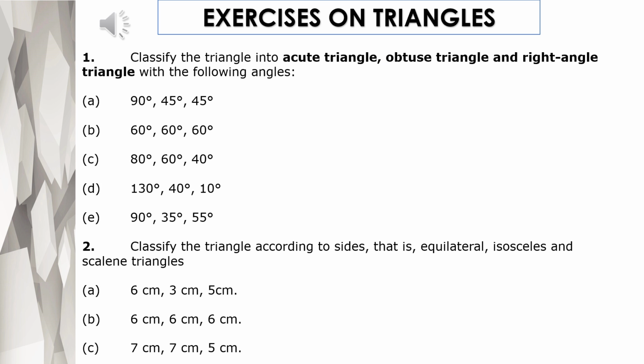Now let's have a recap of what we have learnt. Okay? I have a few exercises made for you. Now the first one is you have to classify the triangle into acute triangle, obtuse triangle and right angle triangle to these 5 examples that I have put down for you. And in the second one, you have to classify the triangle according to its sides, that is equilateral, isosceles and scalene triangle. Okay? So begin.